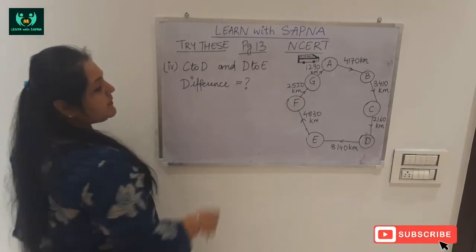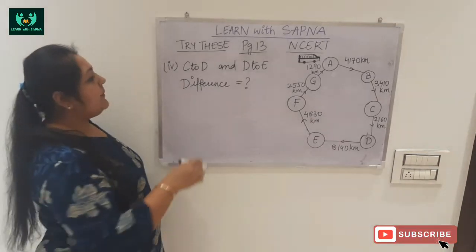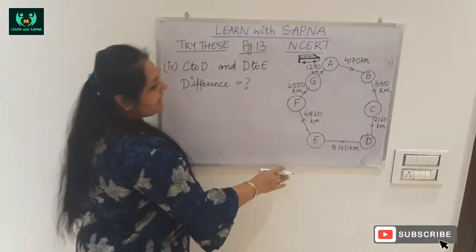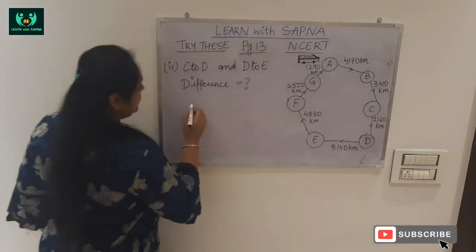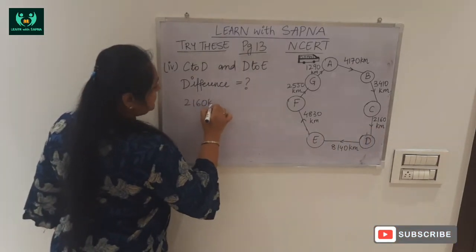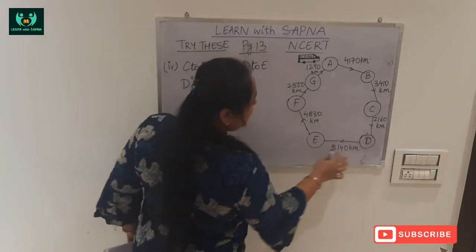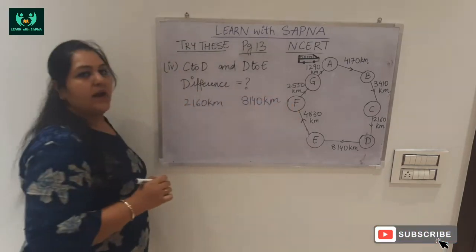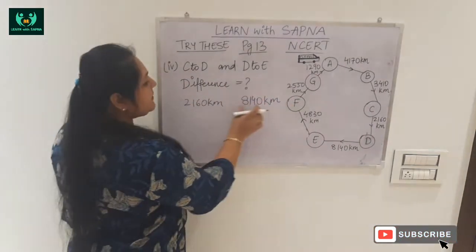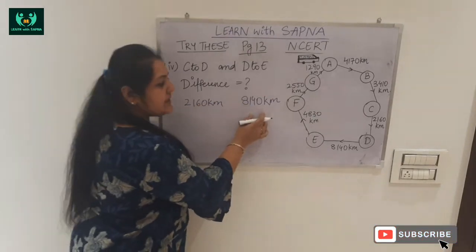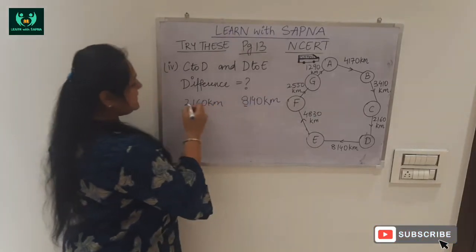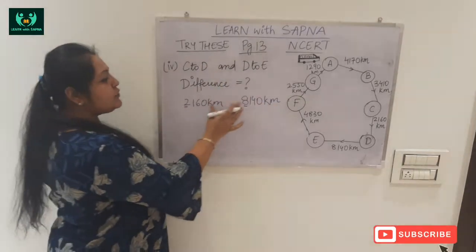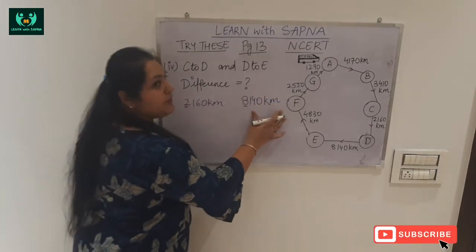Now the fourth part says we have to find the difference between the C to D path and the D to E path, right? As per this diagram, the C to D path is 2,160 kilometers and the D to E path is 8,140 kilometers. Now, which number is bigger? These both are 4-digit numbers. Let's compare the highest place value. 8 is bigger than 2. That means the D to E distance is bigger than the C to D distance. So, we'll subtract this from this.